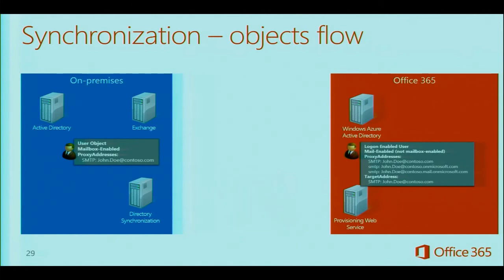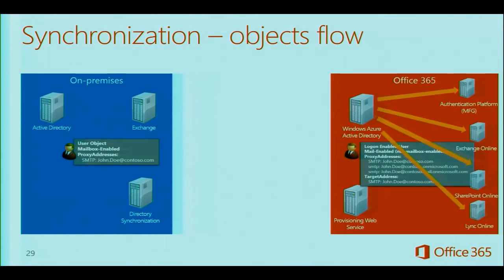Now, once that object exists in Windows Azure Active Directory, then at that point, all of the workloads start to provision things on their behalf using what we would call a backsync process. So the authentication platform that we have, that's based on the Microsoft Federation Gateway, does a pull of all of the objects from Windows Azure Active Directory so that it can authenticate users from a logon perspective. And then Exchange Online, the next one down, will do a pull for all mail-enabled users and all mail-enabled groups and all mail-enabled contacts. And we do that so that we can create a unified global address list.